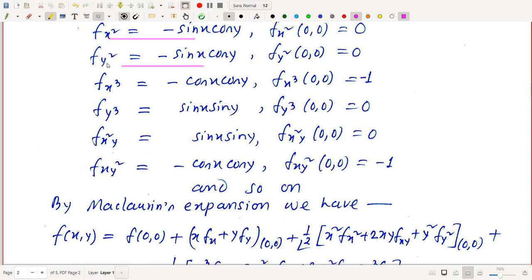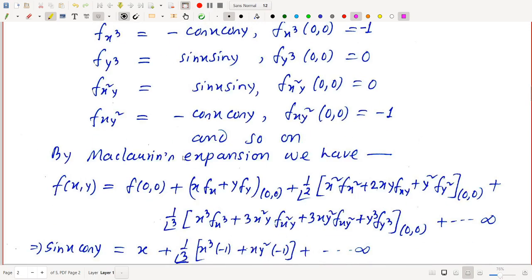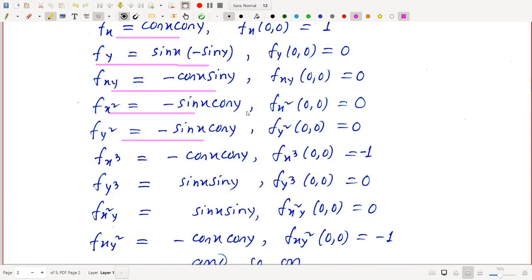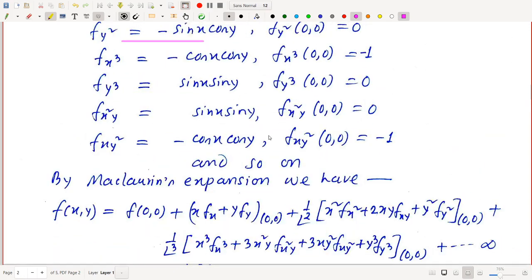Also, if we differentiate fy square with respect to x, you will get the same answer. Differentiating fy square with respect to x, see, sin x gives cos x, so minus cos x cos y. Yes, same thing. So all these third order partial derivatives are calculated at the point 0 0, and so on, meaning higher derivatives can be calculated like that. We are asked to give up to third degree terms, that's why we have calculated up to third order partial derivatives.